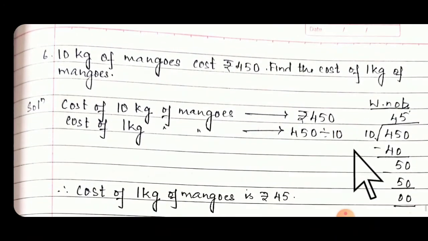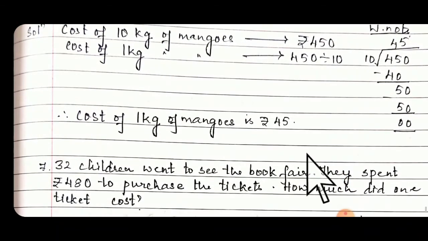Question number 6. 10 kg of mangoes cost rupees 450. Find the cost of 1 kg of mango. So 10 kg means many things. It becomes 450. Cost of 1 kg means we have to divide by 10. Why? 10 kg we have purchased, so divide by 10. It becomes 1 kg is equal to rupees 45.